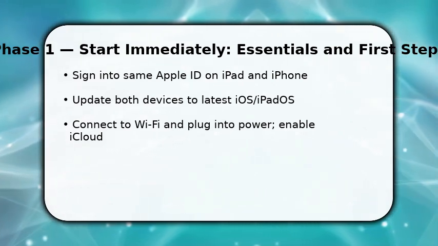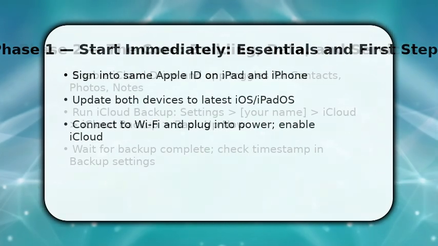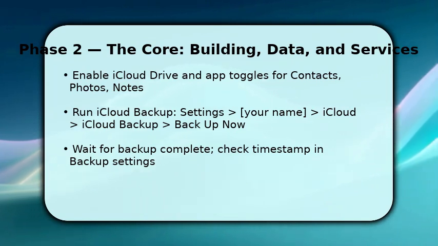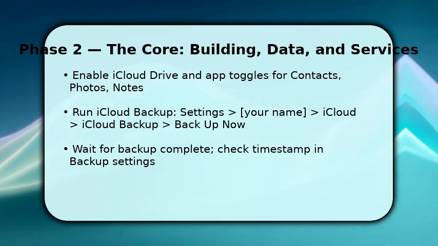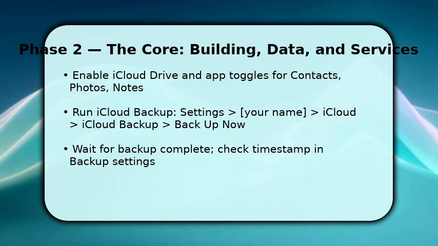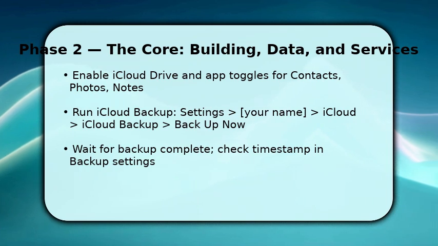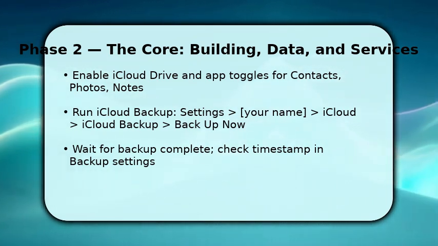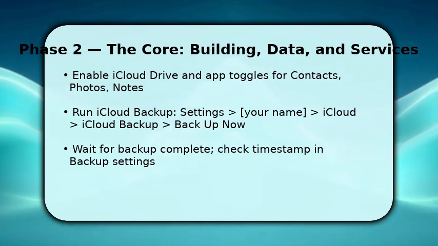Now you begin the actual sync using iCloud Backup and iCloud Sync toggles. You now enable specific iCloud Sync toggles, iCloud Drive plus contacts, photos, notes, and any app you want mirrored. Once those are on, go to Settings, tap your name, then iCloud, and start an iCloud Backup with Backup Now. This uploads current device data to iCloud. Make sure the backup completes and note the timestamp. Once done, your iPad and iPhone have matching data in iCloud. This is what will restore the full state when needed.